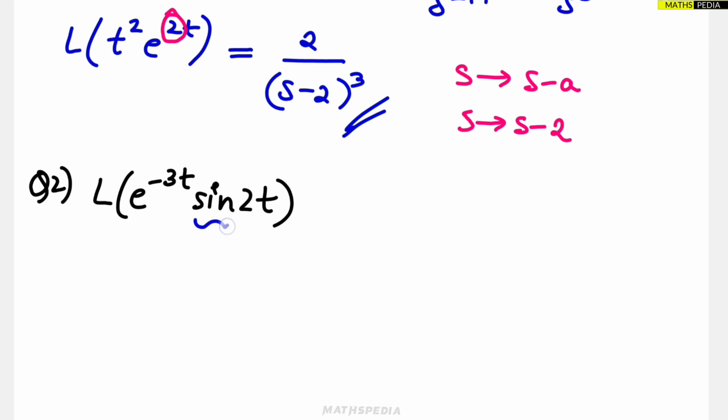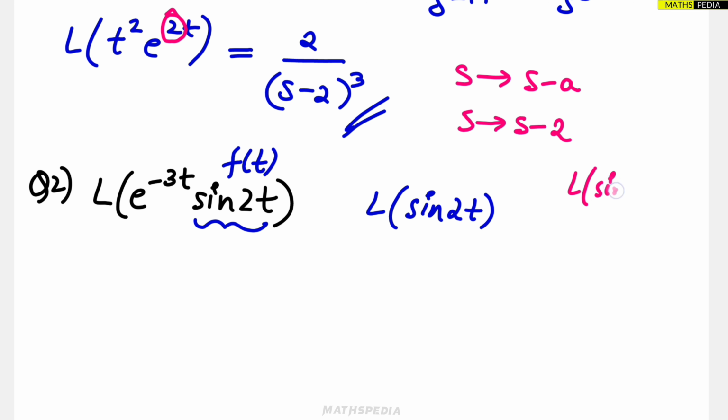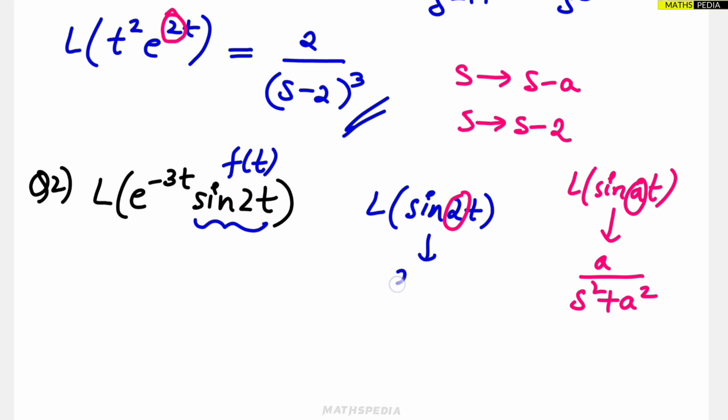Here, what is the function of t? f of t is nothing but sine 2t. So first we have to find the Laplace transform of the function of t, which is sine 2t. We have already studied the formula for the Laplace transform of sine at. It is a by s square plus a square, where a is nothing but this a. So here what is a? 2. So the Laplace transform of this will become 2 divided by s square plus 2 square, which is equal to 2 divided by s square plus 4.